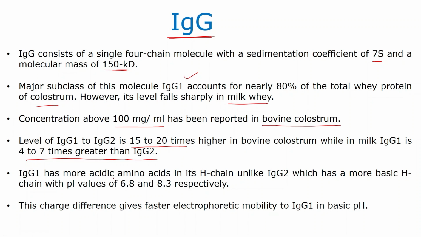Now IgG1 has more acidic amino acids in its H chain, unlike IgG2 which has more basic amino acids in the H chain, with pI values of 6.8 and 8.3. That is to say that IgG1 will have more charge and IgG2 will have the least charge, and because of that IgG1 will have faster electrophoretic mobility. The charge on IgG1 will be higher, which will cause IgG1 to move faster in electrophoresis.